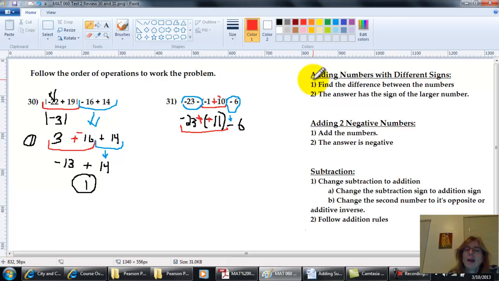So we follow the rules for adding numbers with different signs. Find the difference between the numbers, which is 12. So we have 12, that's the difference, but we need to decide what sign to use. The answer has the sign of the larger number. So this is the larger number, remembering we're taking them out of context and just looking at the two numbers, 23 and 11. So it has the sign of number 23. Alright, so then we bring down the rest of our problem.